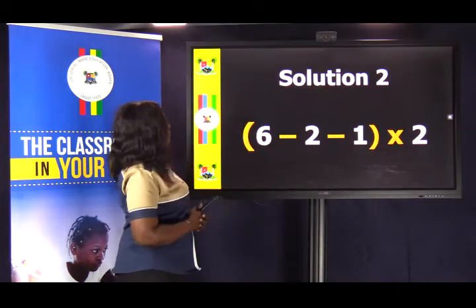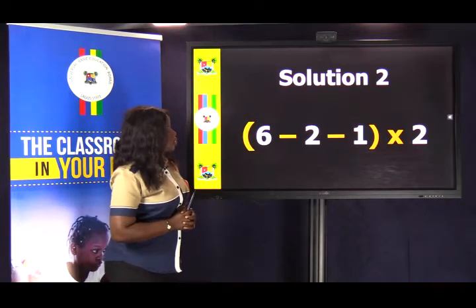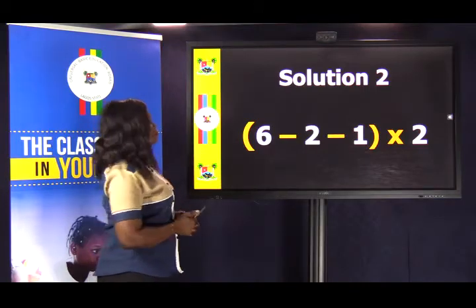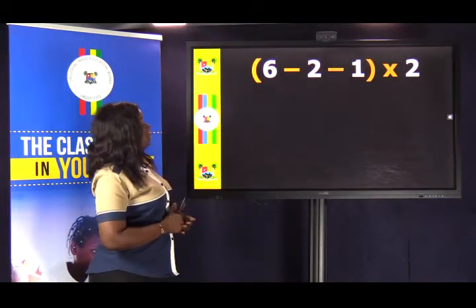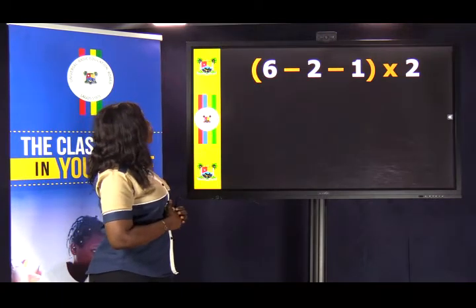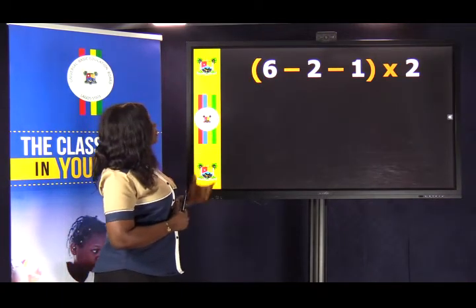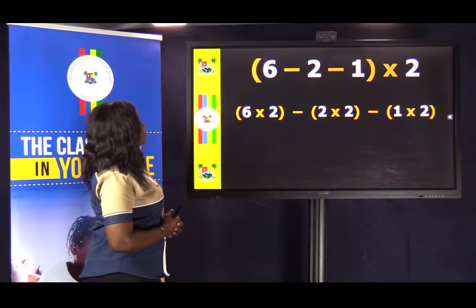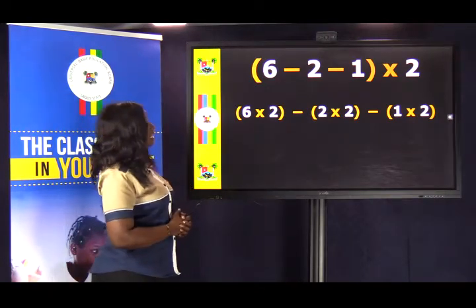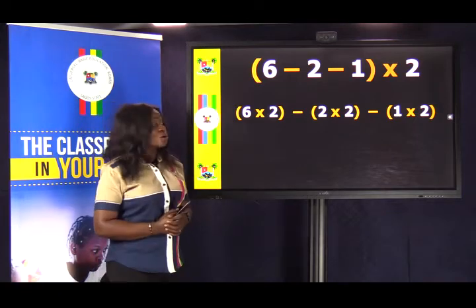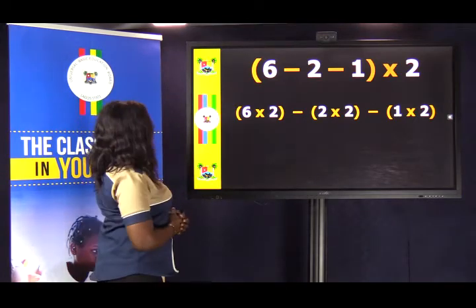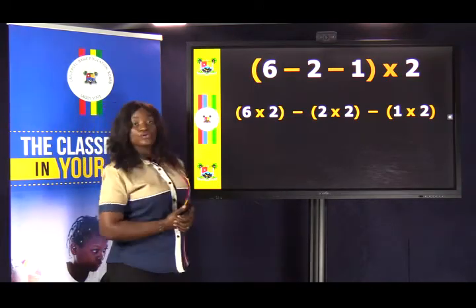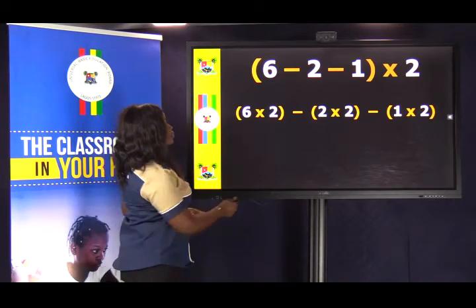Good job, you. Open bracket 6 minus 2 minus 1, close bracket times 2. What are we supposed to do? You use the number outside the bracket, that is 2, to multiply all the numbers in the bracket. The numbers in the bracket are 6, 2, and 1. So we have 6 times 2 minus 2 times 2 minus 1 times 2. 6 times 2 means you draw 2 strokes in 6 places, or from the knowledge of your multiplication table, 6 times 2 is 12, 2 times 2 is 4, and 1 times 2 is 2.